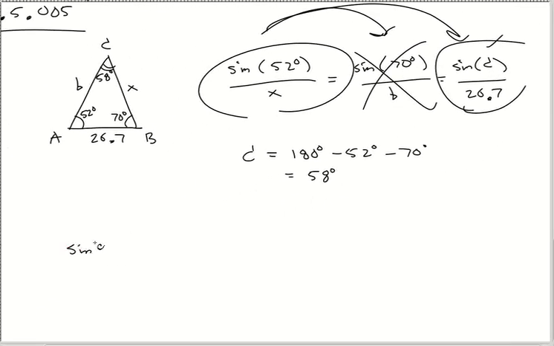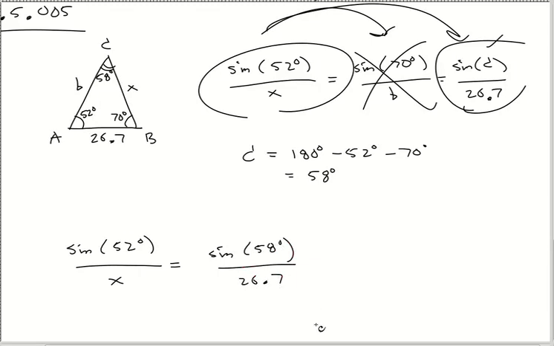So I'm going to rewrite it. I got sine of the 52 degrees divided by X is equal to sine of the 58 degrees divided by the 26.7. So again, I wrote it all out like you see up here on purpose so that you can see I'm just stumbling about, trying to figure out what to do next. And that's okay.